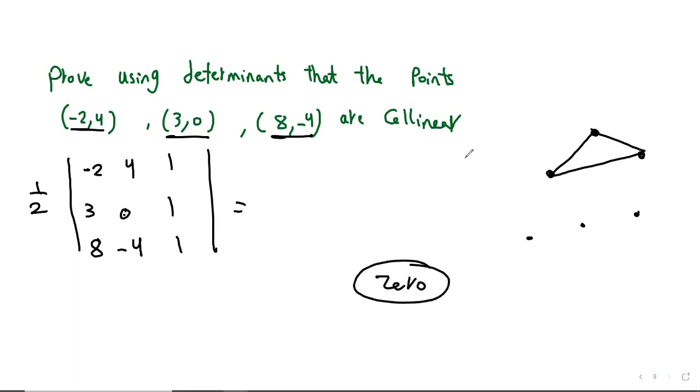So that means the area of this triangle is 0. That means there is no triangle, the 3 points don't make a triangle. They are collinear. So the area is equal to 0.